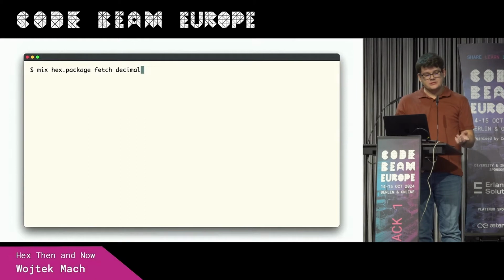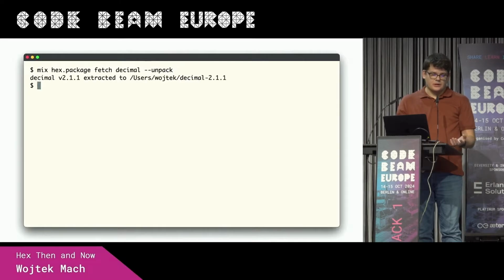So we can just do, let's say, mix hex package fetch decimal. We can also pass the version, and that will download the tarball. And we can even pass the unpack flag, so it will unpack it so we can see the package contents. And this is very important for security, for authenticity purposes.